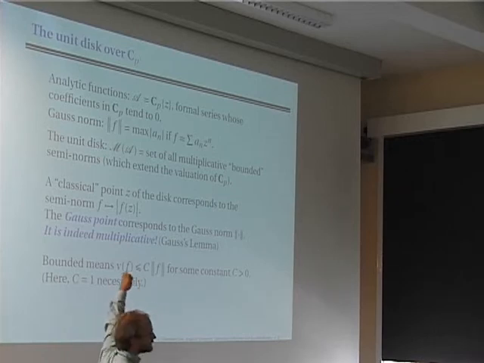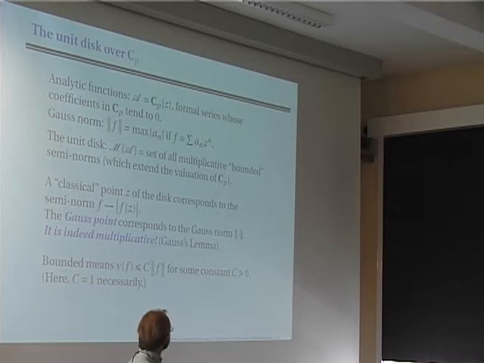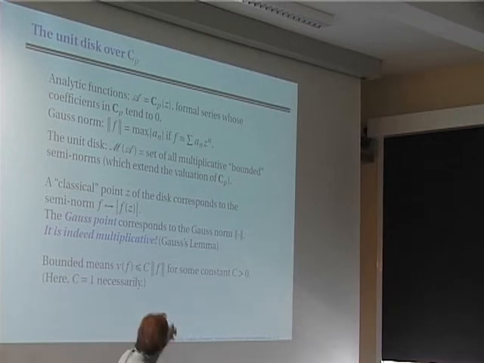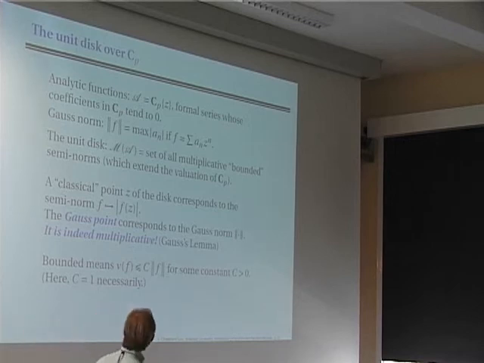So the unit disk is defined by M of A. M is the notation of Berkovich. It's the Berkovich spectrum in some sense of A. And it is the set of all multiplicative semi-norms which extend the absolute value of CP. And, well, you have to say that these norms are bounded, but I mean, you only look at norms that are dominated by the Gauss norm, because otherwise you could get pathological things.